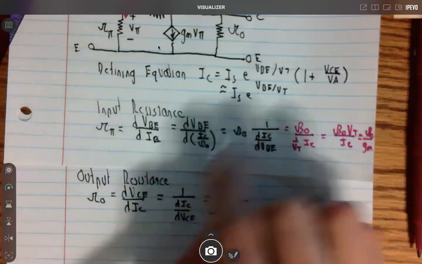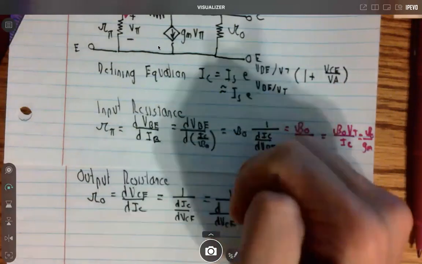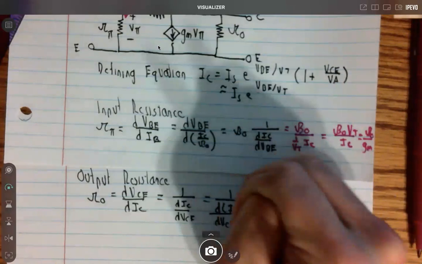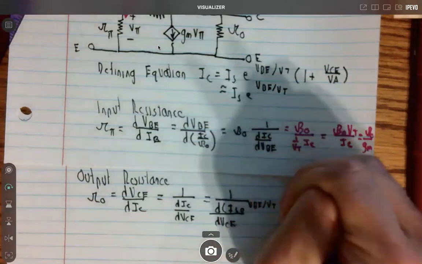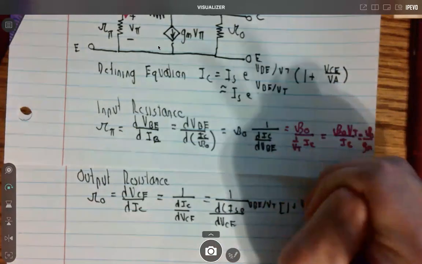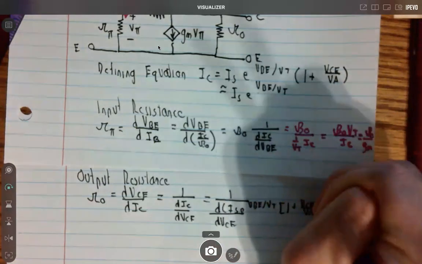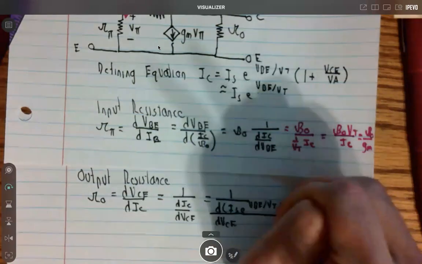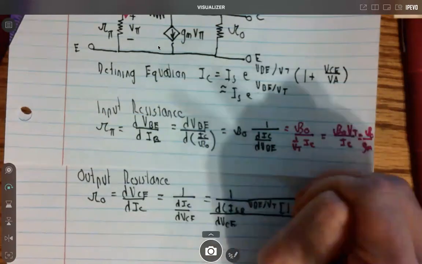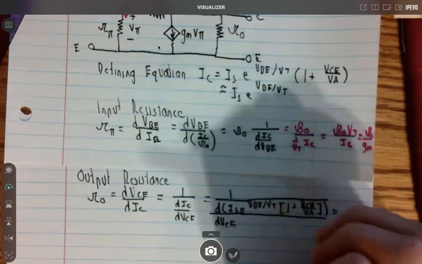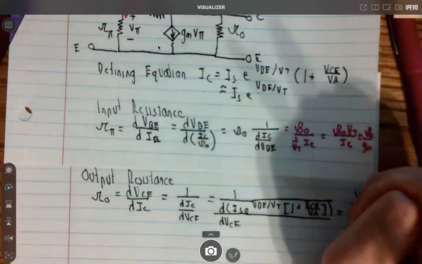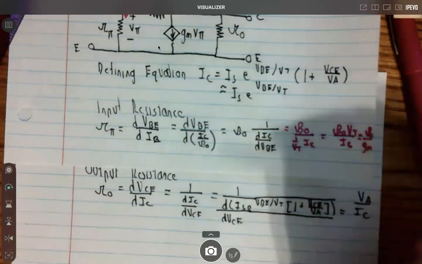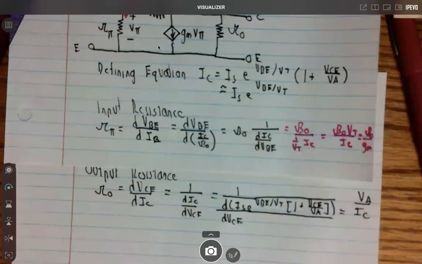So when you take the derivative with respect to VCE, so you take the huge thing here, VBE over VT, 1 plus VCE over VA. What you're going to get as a result from this long derivative is going to be equal to VA over IC. And so that's how you get the output resistance.